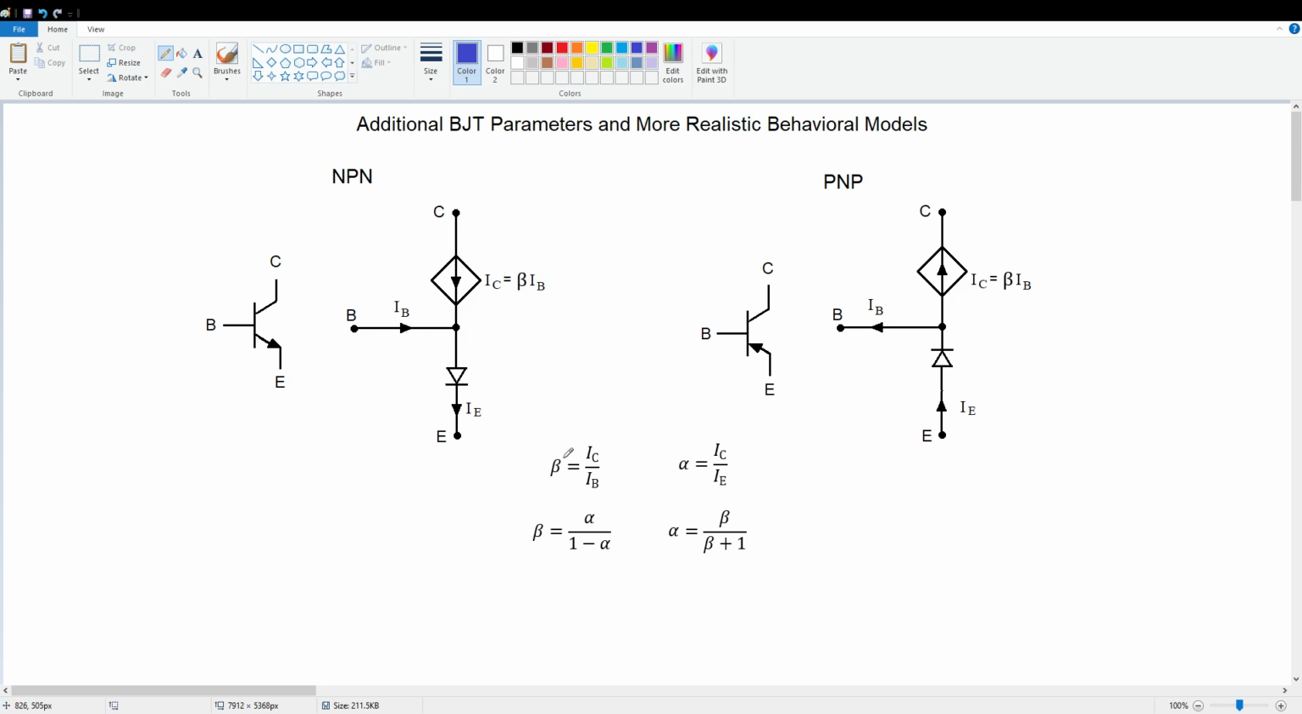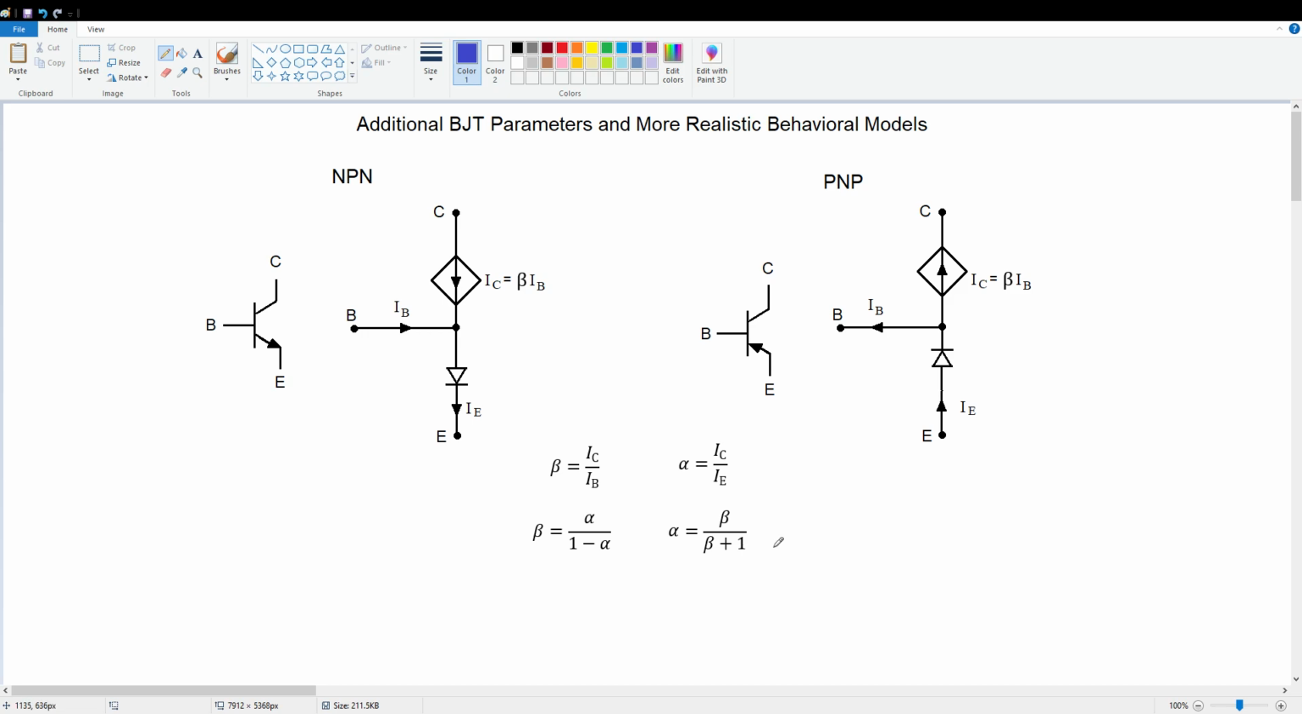All right, remember from previous discussions that beta is defined as the ratio of collector current to base current. There's another important parameter for transistors called alpha. That's the ratio of collector current to emitter current. Most of the time, we're going to be using beta in our design and analysis examples, but occasionally alpha is useful too. Beta and alpha can be written in terms of one another, as seen in these equations down here. Beta equals alpha over 1 minus alpha, and alpha equals beta over beta plus 1.